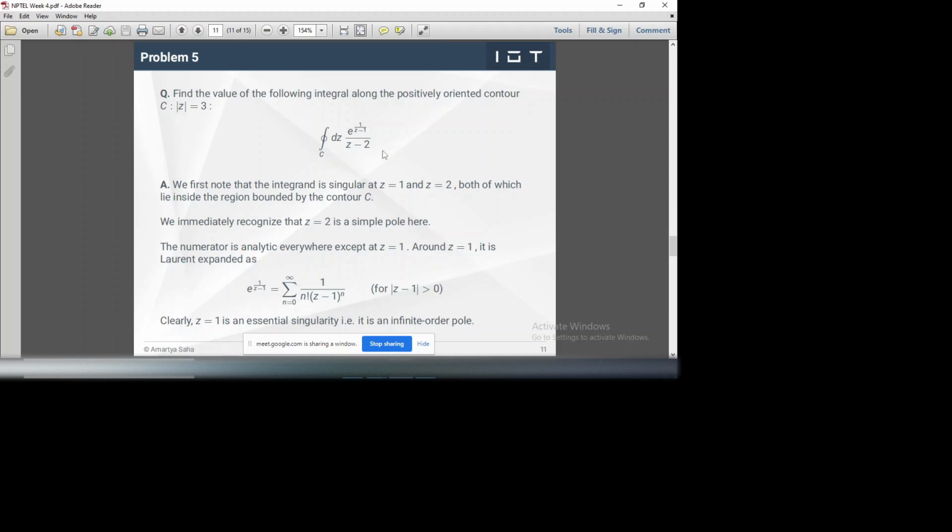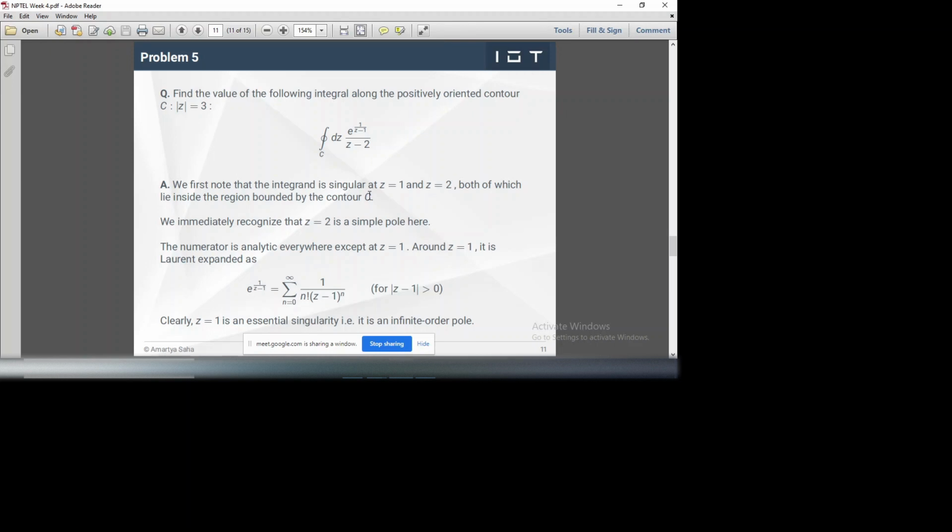So what do we need to do? To evaluate complex contour integrals, we need to extract the points of singularities of the integrand. Here we immediately see that z equal to 2 and z equal to 1 are the two points of singularities of this integrand. And remarkably, both of these points lie inside the region bounded by the contour, which is the circle of radius 3.